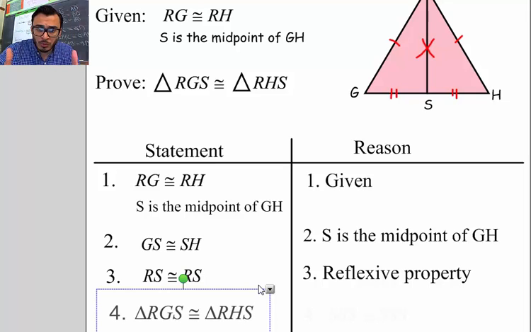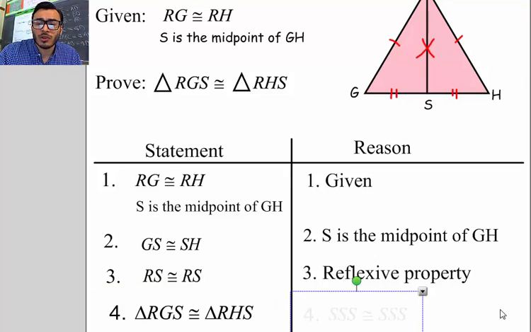We've shown that 3 corresponding sides are congruent to each other, so then we can say the triangles are congruent to each other by the side, side, side method. So side, side, side, congruent to side, side, side.